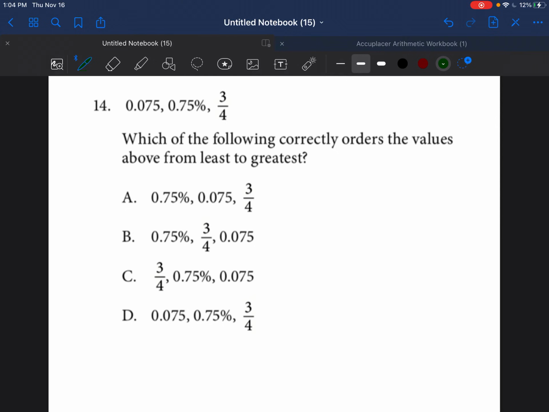So this means that we have to compare these three values to see, okay, in what order would we write them out from least to greatest? So the three options are 0.075, 0.75%, and 3/4. So we know how to change percentages into decimals because we practiced that on one of the very first problems in this video. And we also know how to change fractions into decimals.